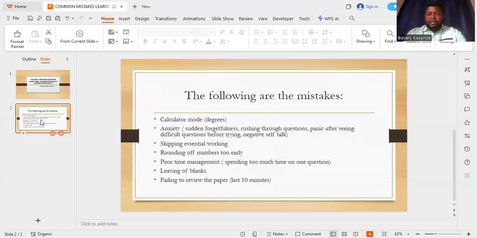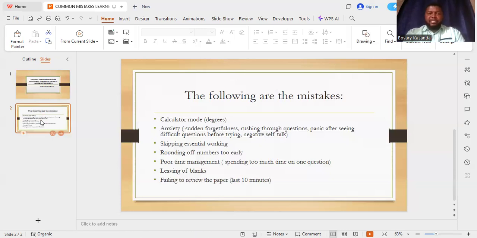Rounding off numbers too early, a very common trend, especially in Luapula province. Please, you don't have to round off numbers early. Topics like trigonometry, for example, are going to give you numbers with a lot of decimal places. According to examination standard, the only thing that you can round off is the answer and not a number coming before the answer. So especially in trigonometry and quadratic equations, the only thing that you can round off is the final answer and not any other workings.